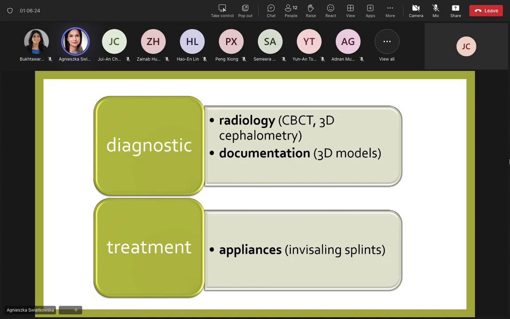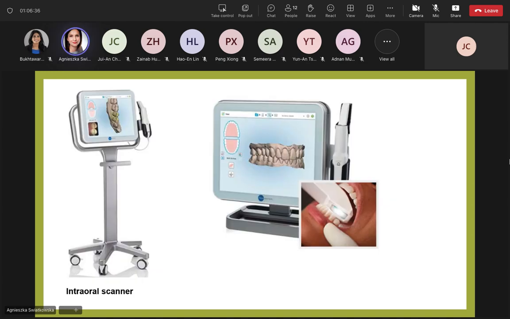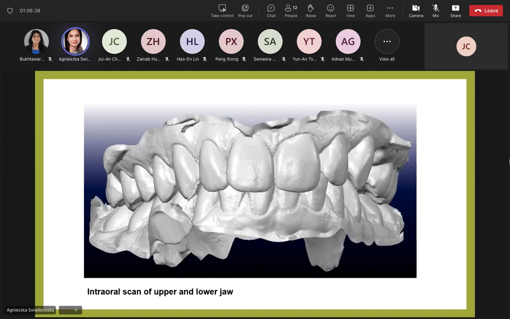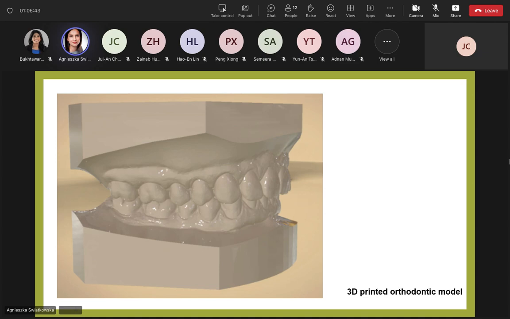Also, we use this technique during treatment. We use appliances, like Invisalign splints. So intraoral scanners scan the upper and lower jaw. We can print these digital models. We can print them and have diagnostic models for documentation, and also we can print this model and make appliances on this model.